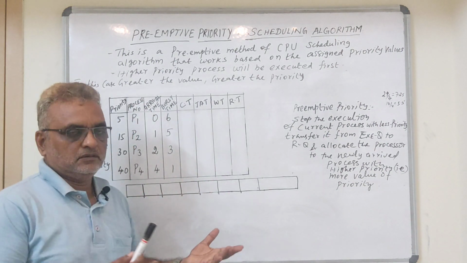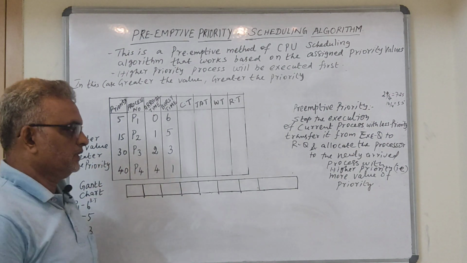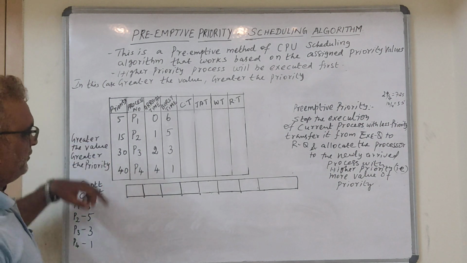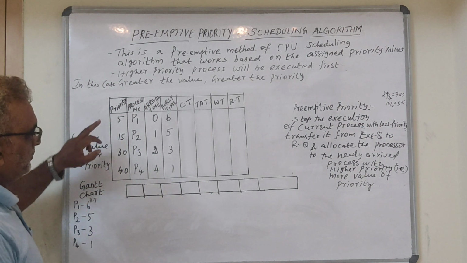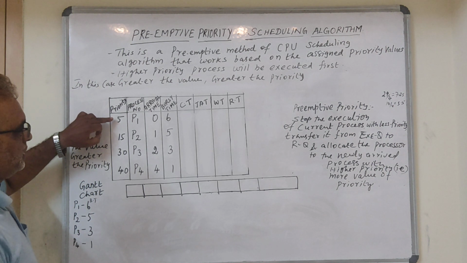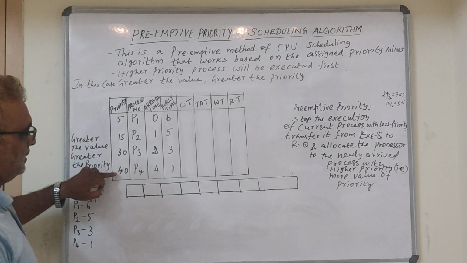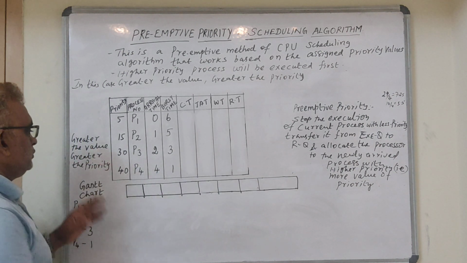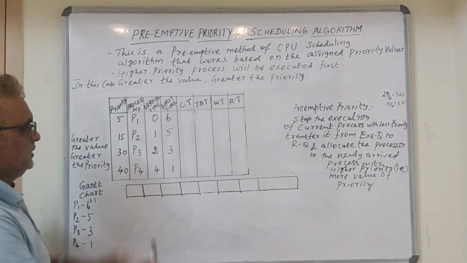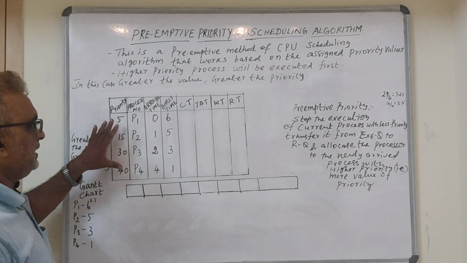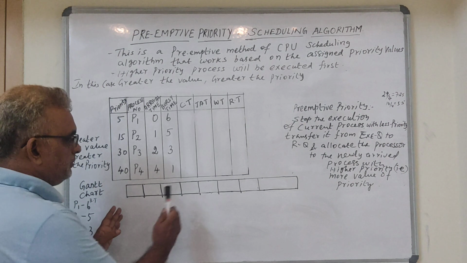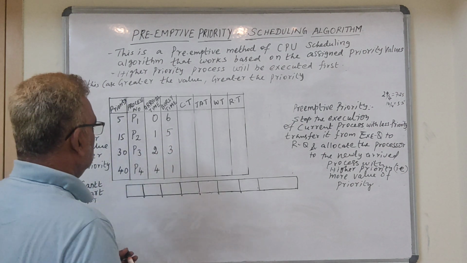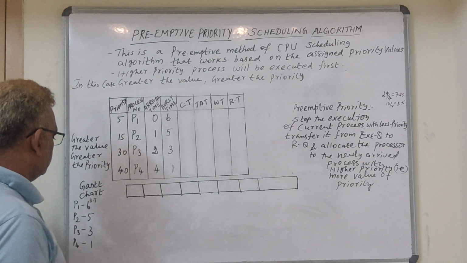So let me explain this algorithm with the help of a problem in which we have 4 different processes with 4 different priorities. The lowest priority value is 5, and the highest priority value is 40. Greater the value, greater the priority. That is the assumption we made here. With the help of the Gantt chart, we can calculate the completion time of the processes.